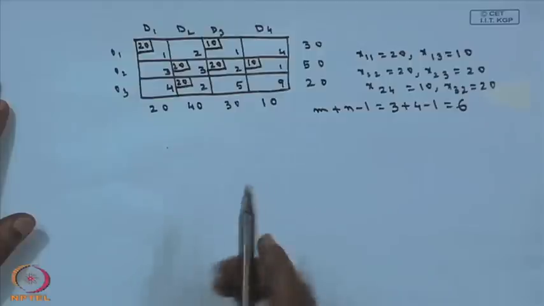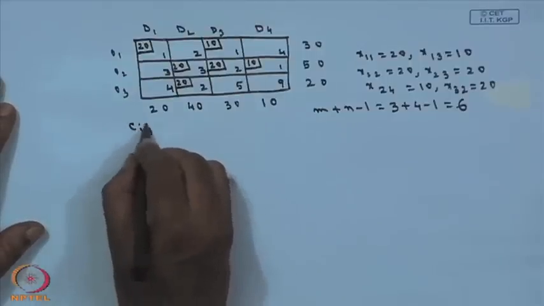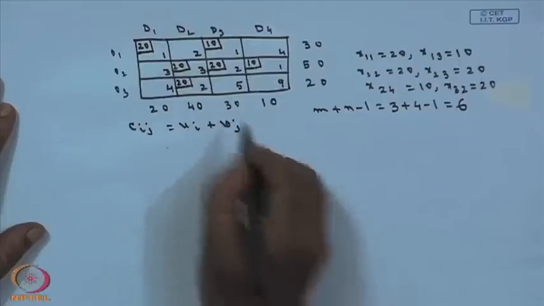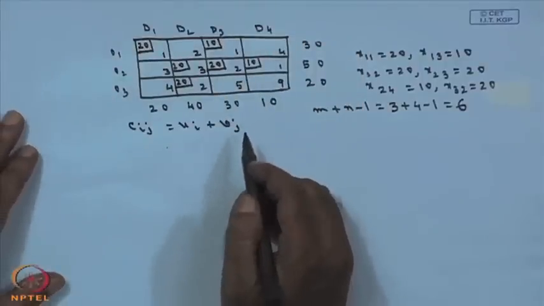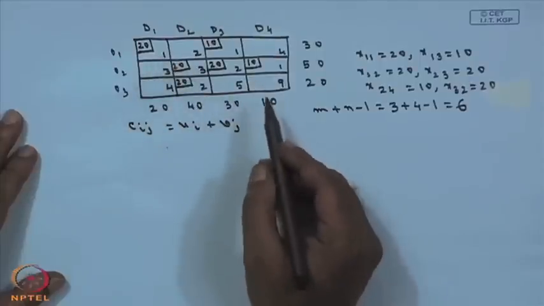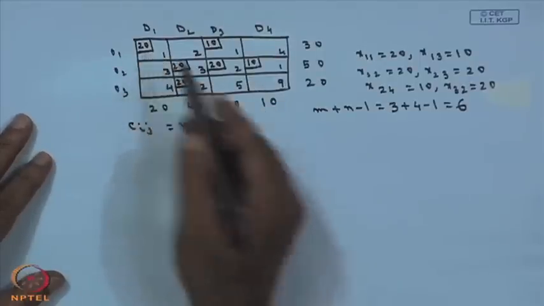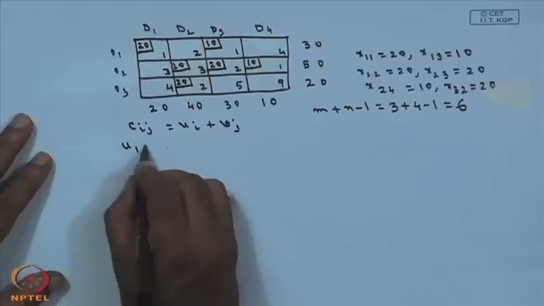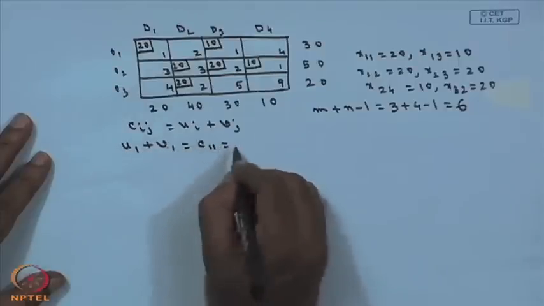So, now what do I have to do? I have to calculate Cij equals ui plus Vj for all the occupied cells. Please note that Cij equals ui plus Vj for the occupied cells only. For the first cell, 1 1, this is occupied, so i is 1, j is 1. So, what equation are you getting? u1 plus V1 equals C11. C11 is how much?